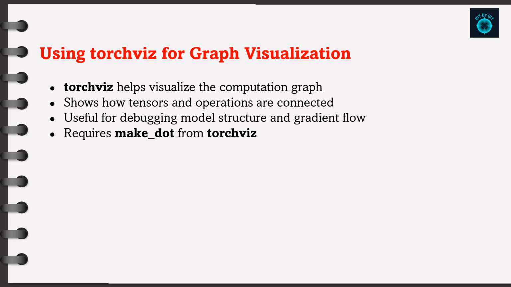This is especially helpful for debugging. When you want to understand how data and gradients move through your model, you can detect disconnected layers, repeated computations, or wrong shapes in your graph. To use it, you import make_dot from the TorchViz library and pass in the model's output along with parameters. Now, let's look at the code example to see how it works in practice.